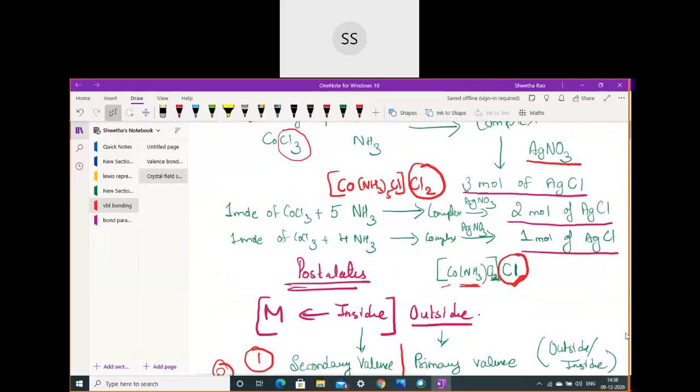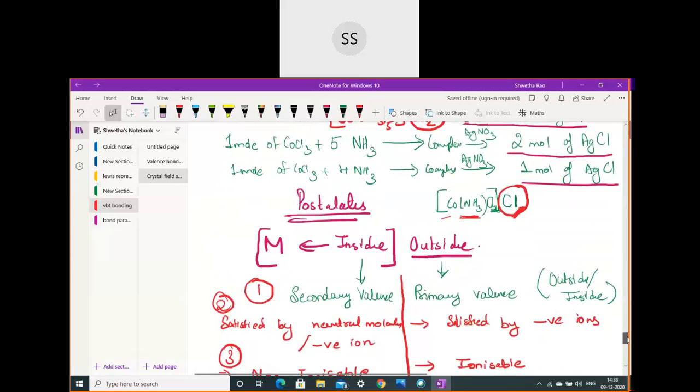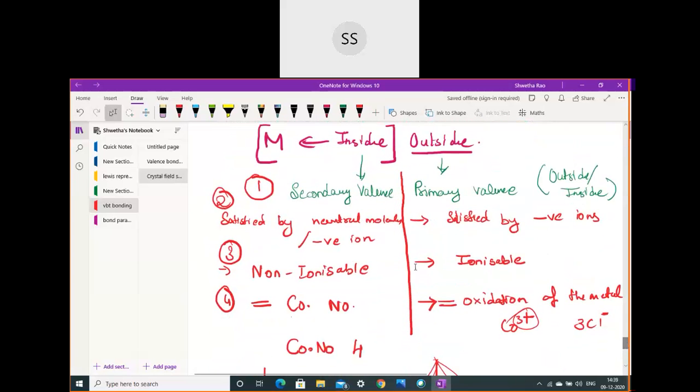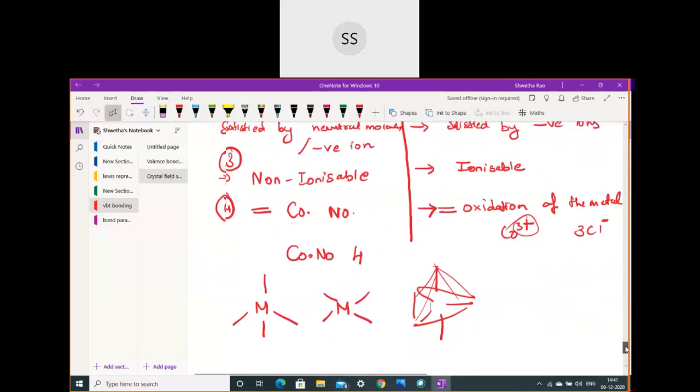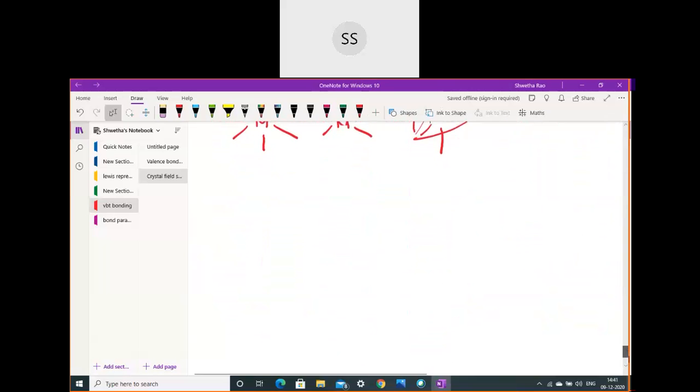I hope the Werner postulates are clear. If you have any doubt, you can ask me, students. It's an outdated concept, and nowadays we don't use this particular concept because a better theory has come forward. This was the old concept given by him. You can write down these points, I'll just scroll up, and then we will work out a few questions, so I'll get a clear picture whether you have understood what primary and secondary valency are.